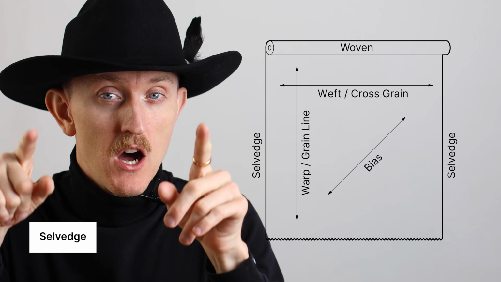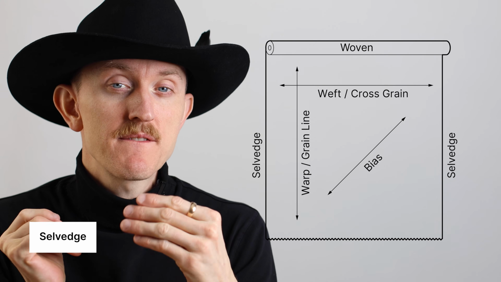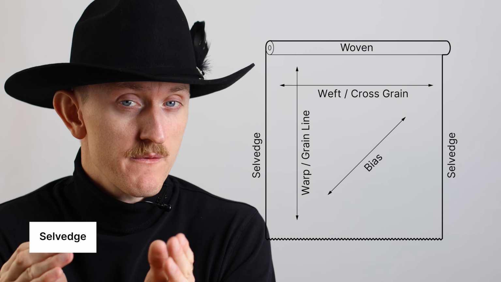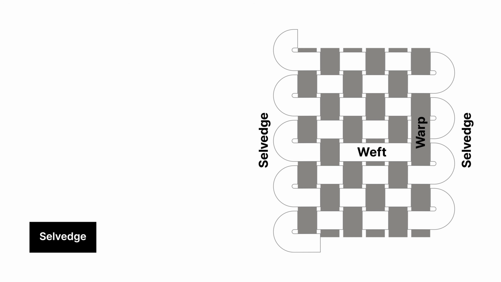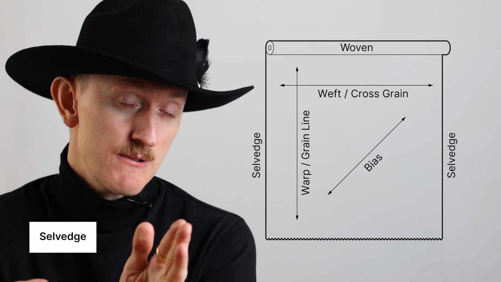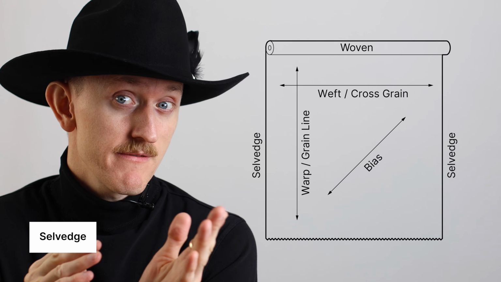And then finally, on the edges of the fabric, we have the selvage, which is short form for self-edge. And the reason it's called a self-edge is because the weft yarns wrap back around, go the opposite direction, back around, and back around, creating its own self-edge.